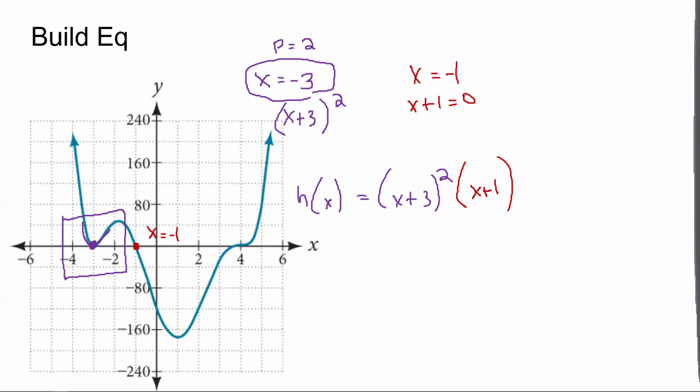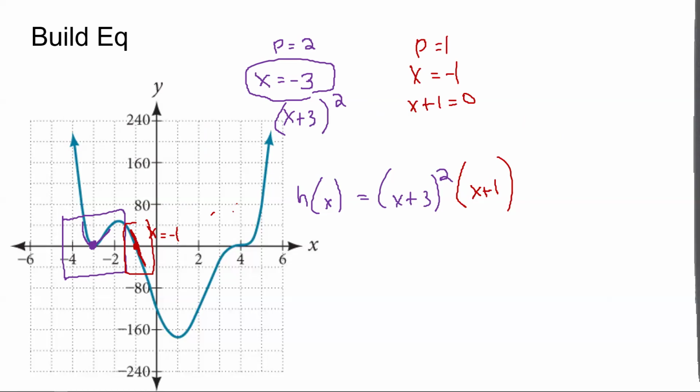But notice right here when I window it, it's just a nice straight line right there. It crosses and goes on and does its thing. That tells me for sure that the multiplicity is 1. So I only need that one in there once.